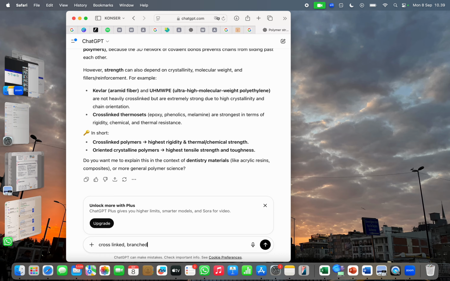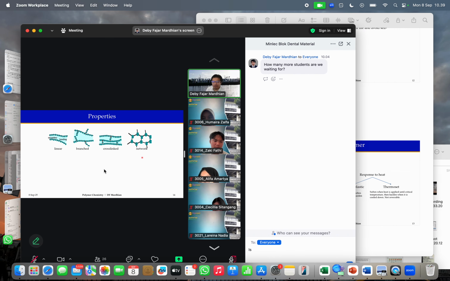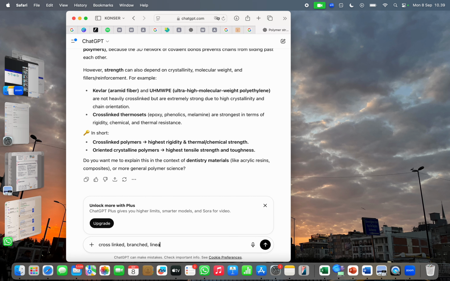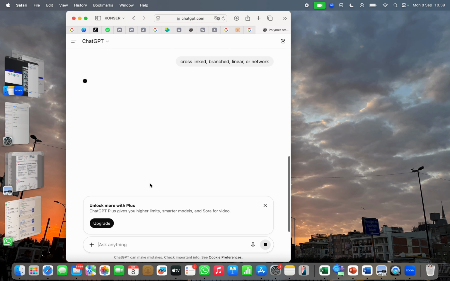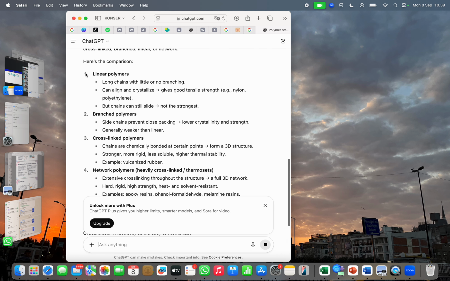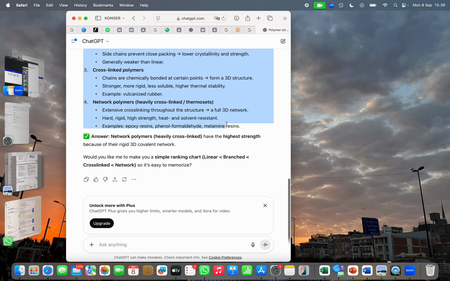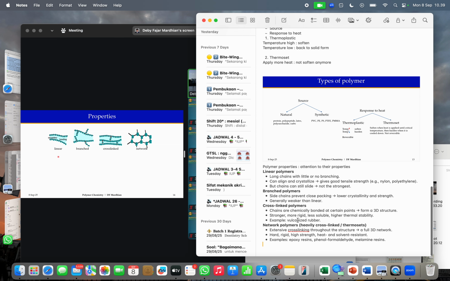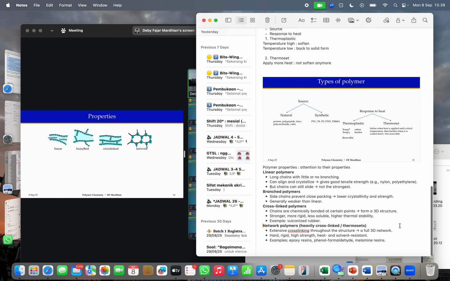Okay, so if we look at their structures, the strongest polymer here is network polymer, because they have more bonds in their molecules. And then we have crosslink polymers, and then we have linear. Why linear? Why not branch?